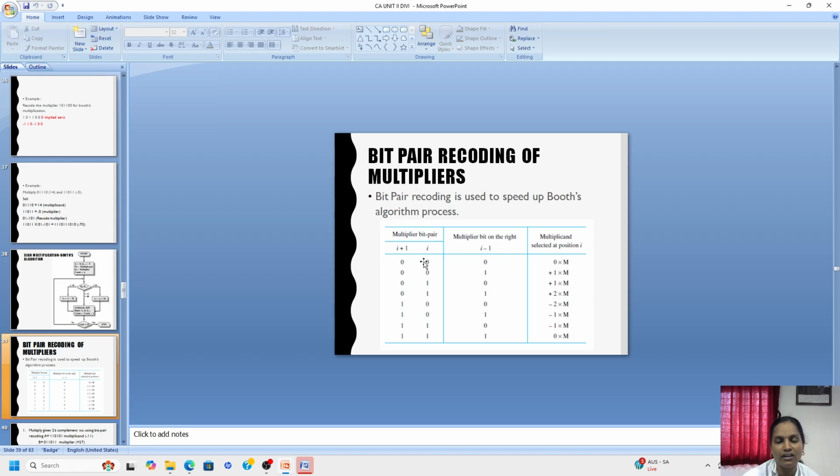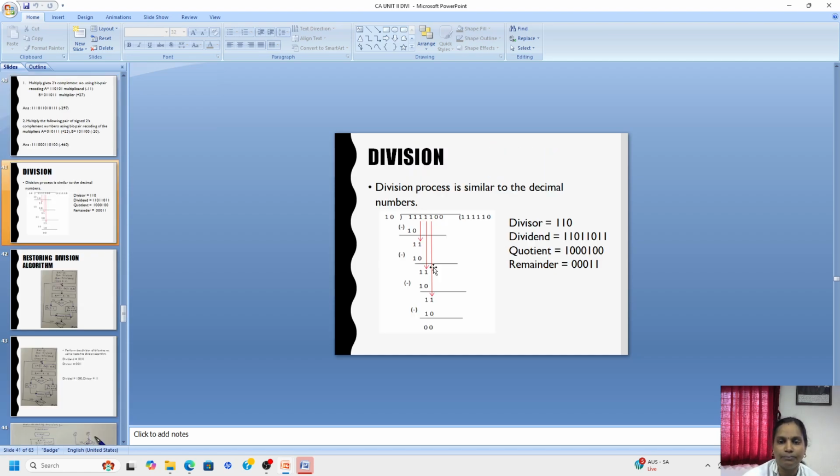In bit pair multiplication recoding, you need to pair 2 bits. 0, 0 becomes 0, 0, 0, 1, 1, 0 becomes 0, 1, 0 becomes 1, 1, 1, 0. So these are all the multiplication table.